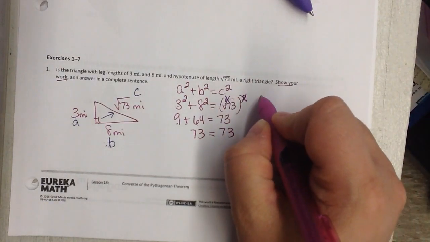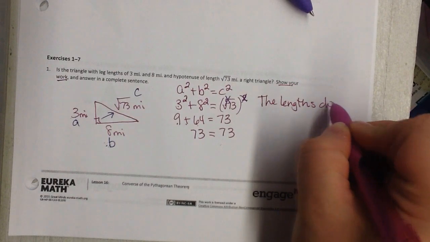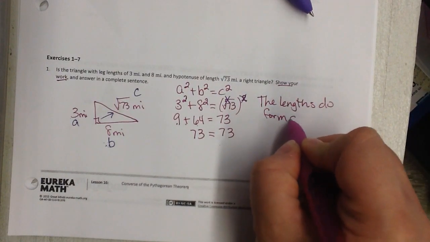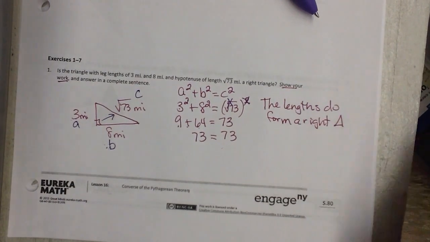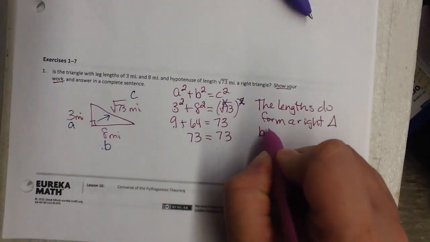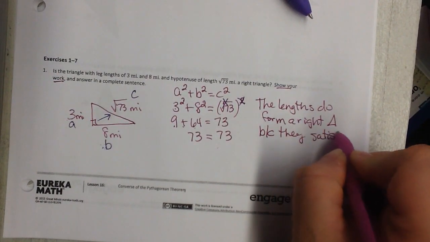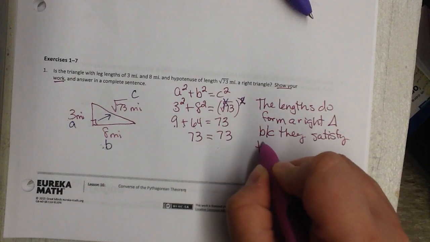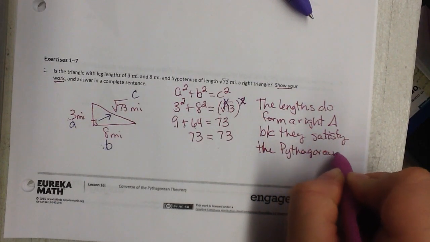So the lengths do form a right triangle because they satisfy the Pythagorean theorem.